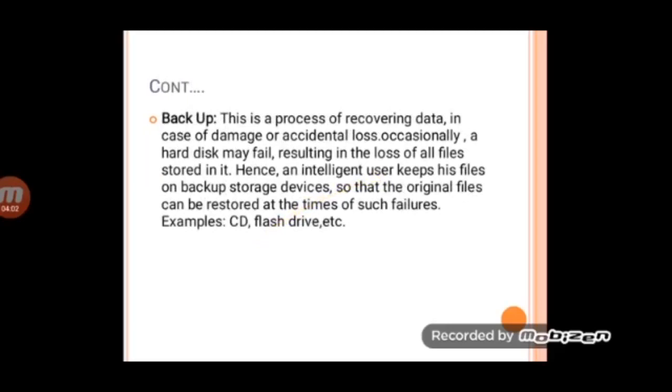Now the backups. This is the process of recovering data in case of damage or accidental loss. Occasionally a hard disk may fail, resulting in the loss of all the files stored in it. Hence, an intelligent user keeps his files on backup storage devices so that the original file can be restored at the time of such failure. The examples are CD, flash drive, etc.